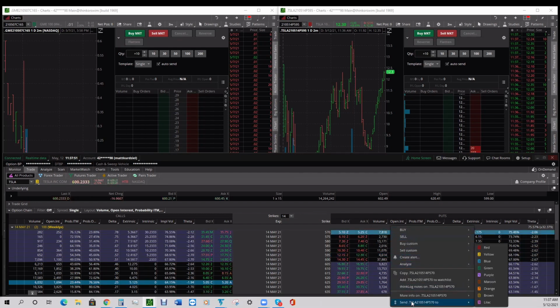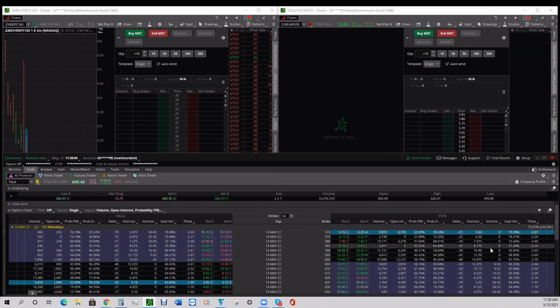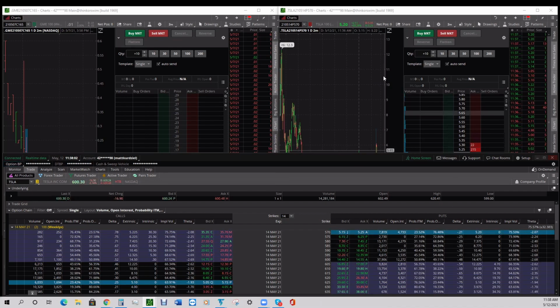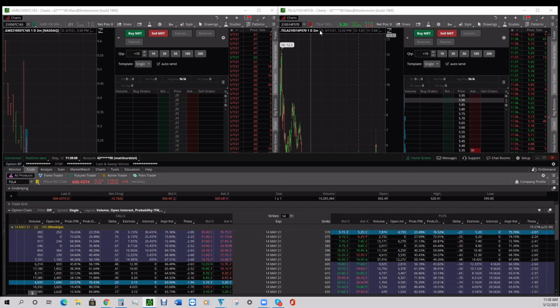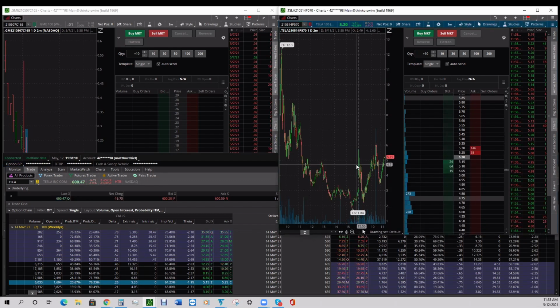I right click on it if you're using Thinkorswim. I drop all the way down, send to, and I already have my stuff set up, but I send it to up here, which is red. That's yellow, that's green. Green is my longs, red is my shorts. It's just easier that way. It's just how I do it.